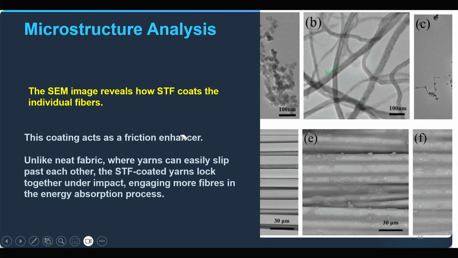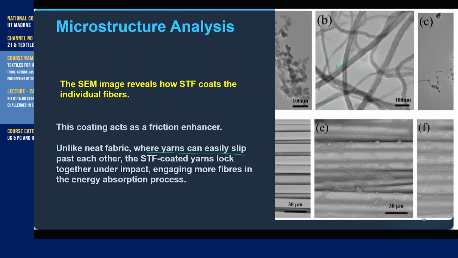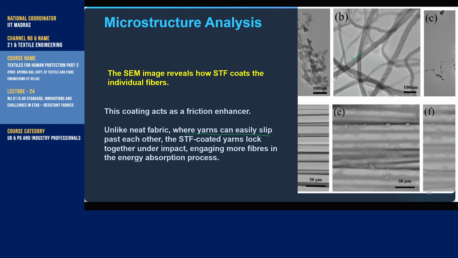Unlike the knit fabric, meaning fabric without any treatment, in the knit fabric the yarns can easily slip past, which will actually allow the tip to penetrate easily, but in STF coated yarn, the yarns lock together under impact. So, it is actually acting in both ways.